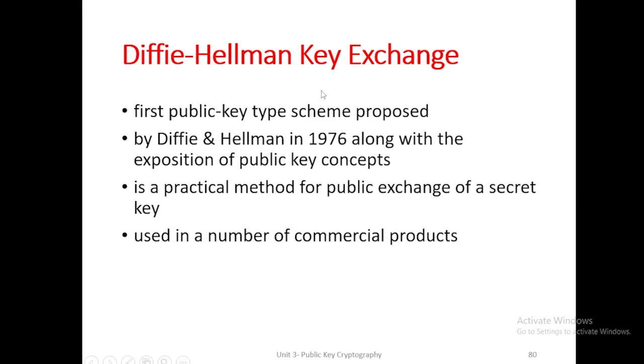The Diffie-Hellman algorithm is a type of key exchange algorithm which is used to exchange session keys between two entities. This algorithm was implemented by Diffie and Hellman in the year 1976, and it is purely based upon public key concepts. That means two entities can exchange a secret key between them by exchanging their public keys with each other. So it is mostly used for commercial purposes.